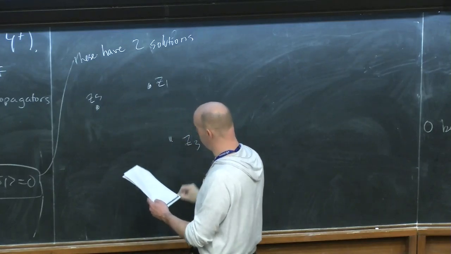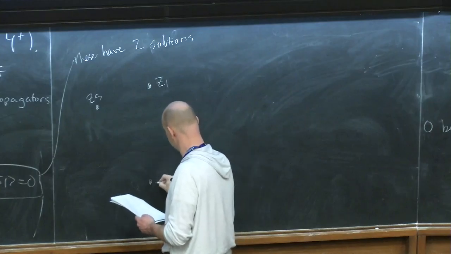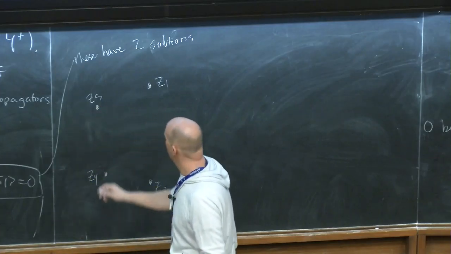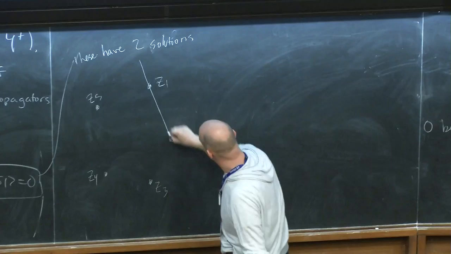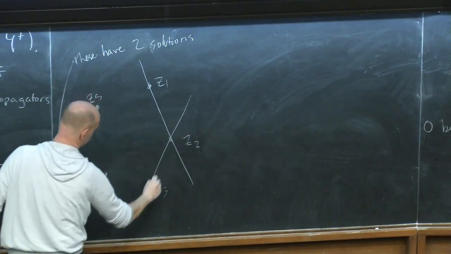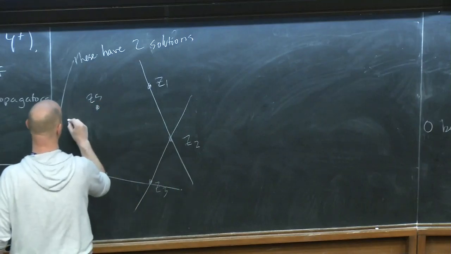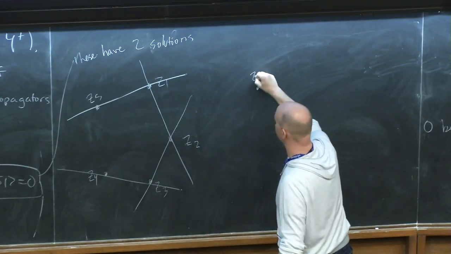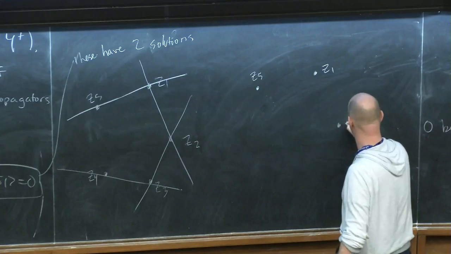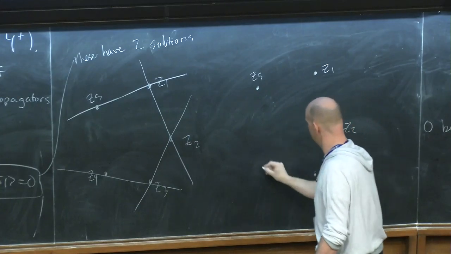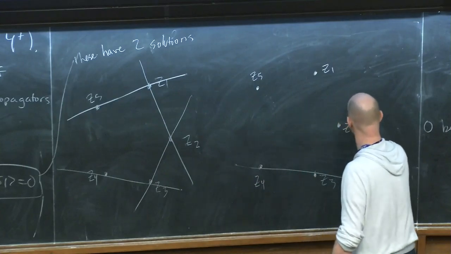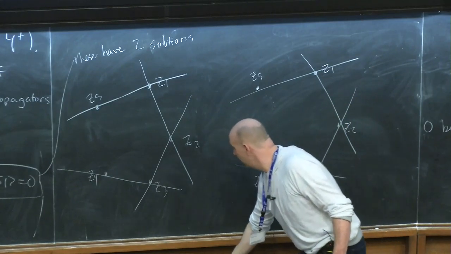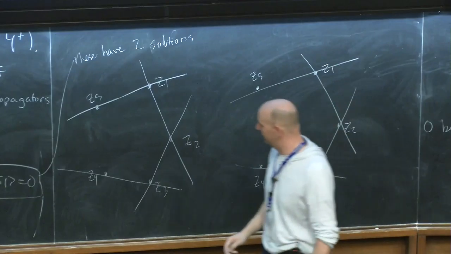Suppose here are my five points in twistor space. Let's draw the four lines, 1 2, 2 3, 3 4, and 5 1. And let me do two copies of this, because I'm going to claim there are two solutions.